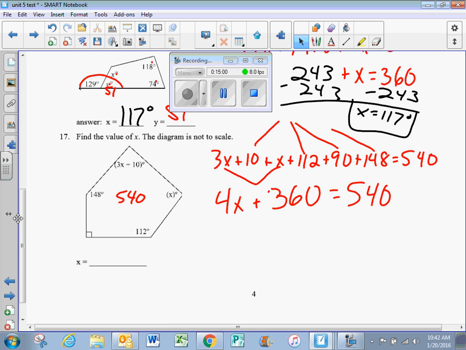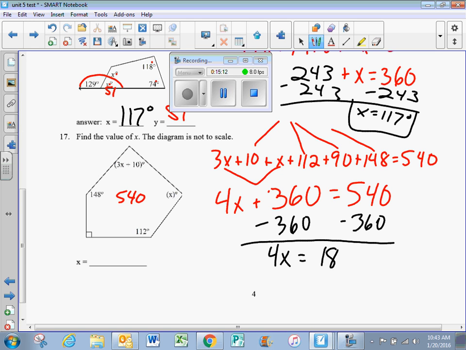Okay. Did I add these right? Yeah. Is that right so far? Thank you for that. Okay. So I subtract 360, and I get 180. 4x equals 180. Divide by 4, and I get x equals 45. Is that degrees? No, it's just 45. It's what value of x makes this true.